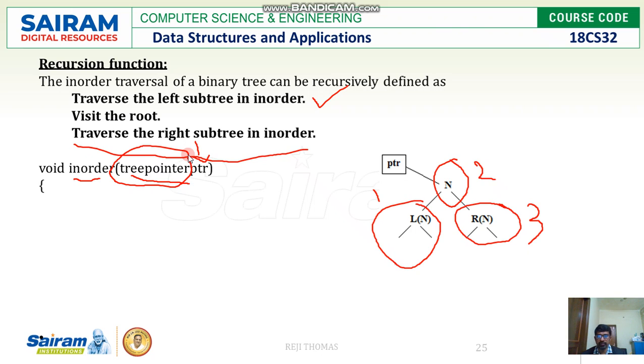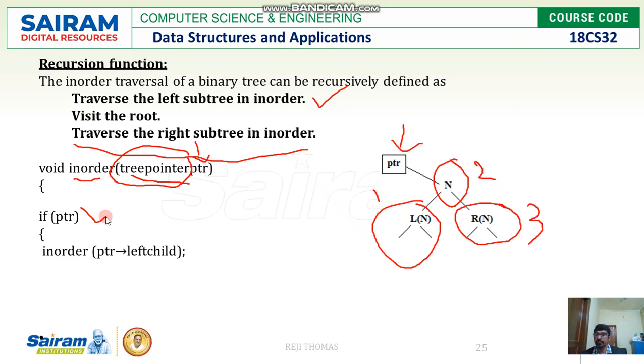So as usual, you have to put the brace. Then if ptr, that means, what is ptr initially? ptr is a pointer to the root node. That means there is a tree which exists, so that I can visit. If there is no tree, I cannot do it. So we have to check whether ptr is a pointer to some tree.